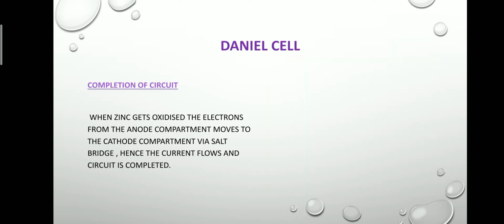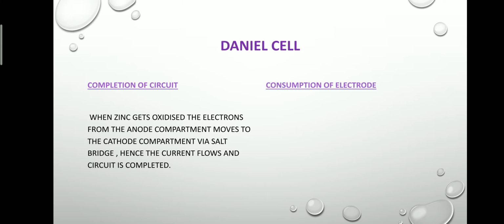So this is the completion of the circuit. When zinc gets oxidized, the electrons from the anode compartment move to the cathode compartment, and hence the current starts to flow. That is, electrons flow from the anodic compartment to the cathodic compartment, and the circuit becomes complete.